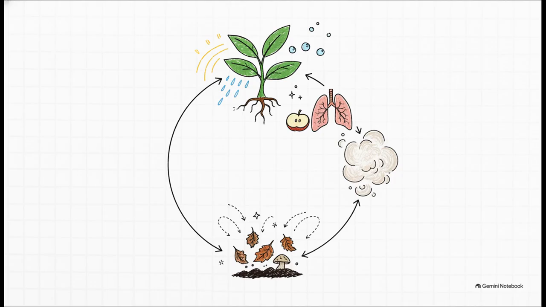Plants use a chemical reaction to take sunlight, water, and carbon dioxide to manufacture their own food, and they release oxygen as a byproduct. Then there's cellular respiration happening inside our own bodies.